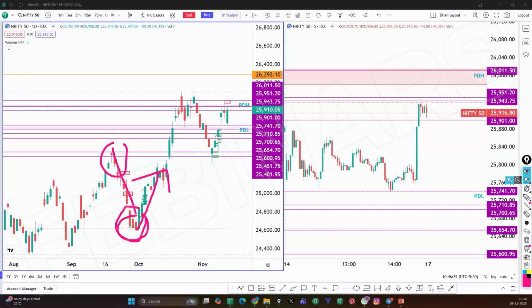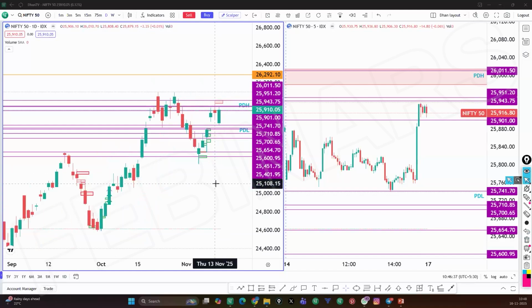Okay, who's asking about FIIs? You need to follow both. FIIs also, pros also. See, sometimes both are in the right direction. Sometimes they are in opposite directions. And such questions I will answer.